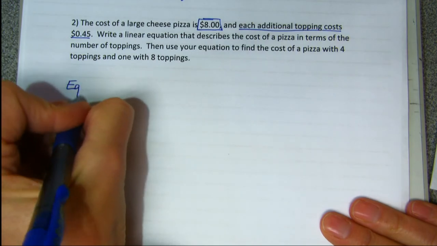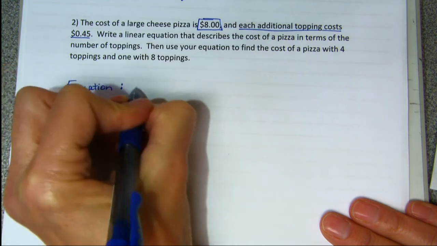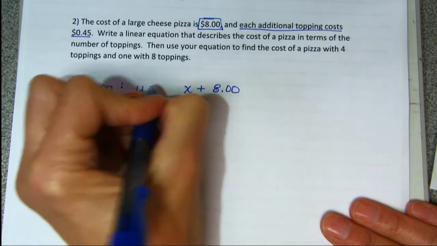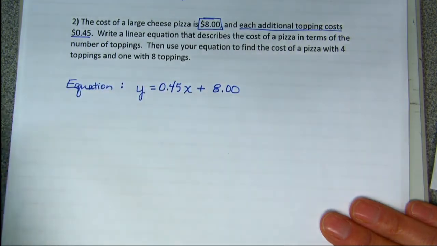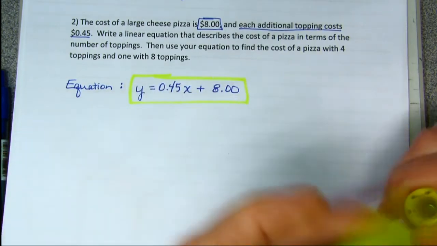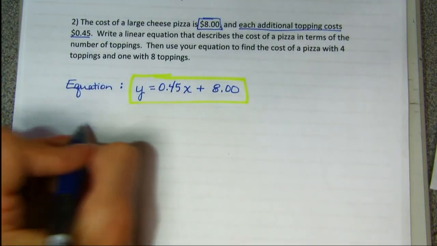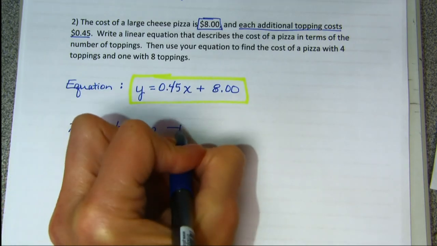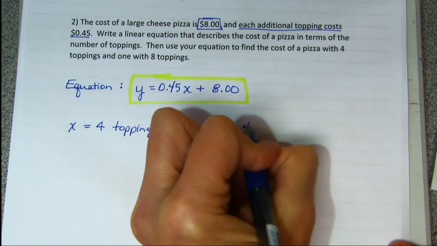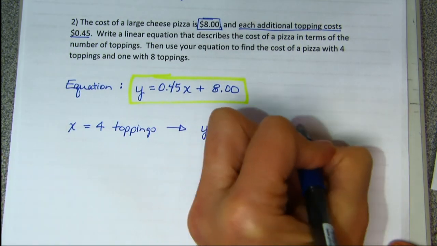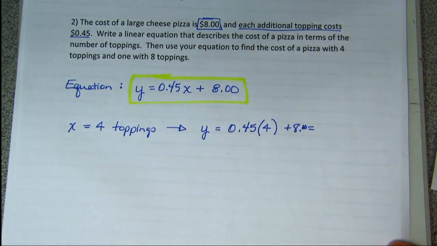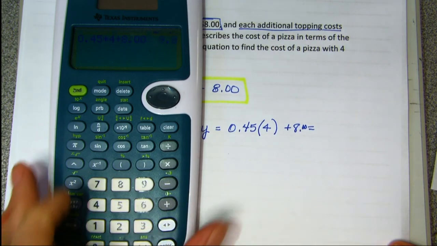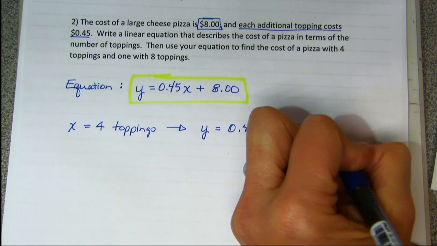So my equation is y equals something x plus your constant. And your constant is you have to pay $8 and then 45 cents for each additional topping. Then let's say I asked, what would a pizza cost you if you had four additional toppings? So 45 cents times four additional toppings plus the constant of $8. $1.80 plus $8, not $9.8, that would be $9.80.